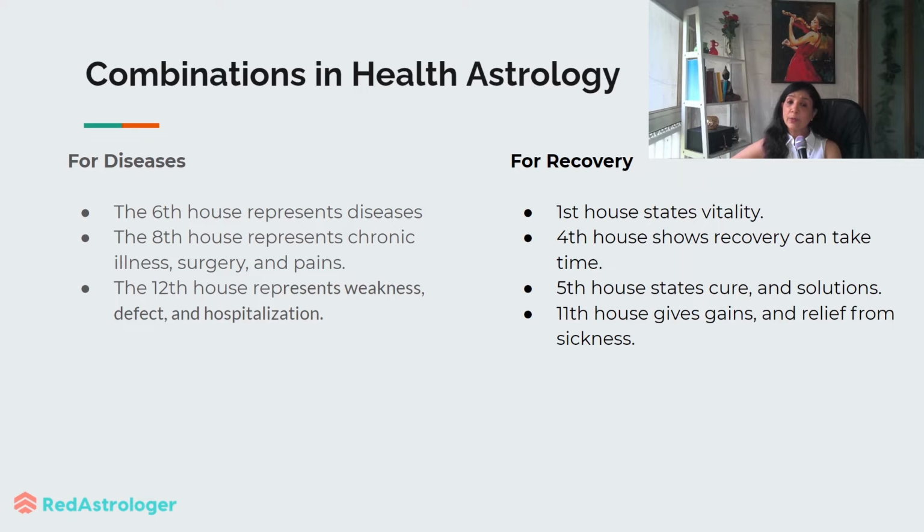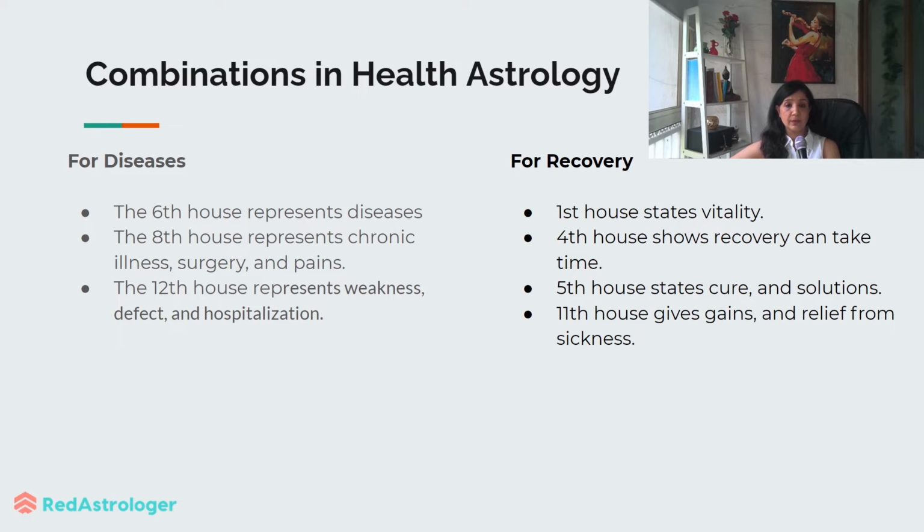So to analyze about illness or disease, remember that 6th house represents disease or illness, and 8th house represents chronic illness, surgery or pains. The 12th house represents weakness, defect and even hospitalization. And always see that Badhak, if it connects with illness combinations, then it adds to the disease and can make it chronic.